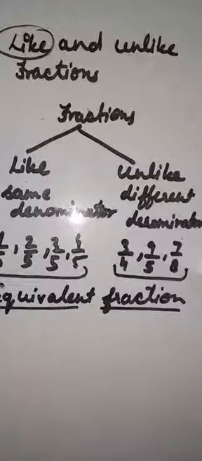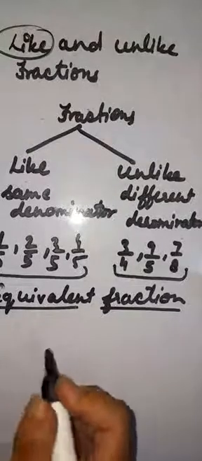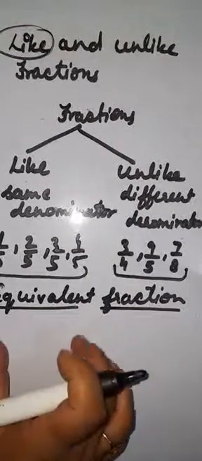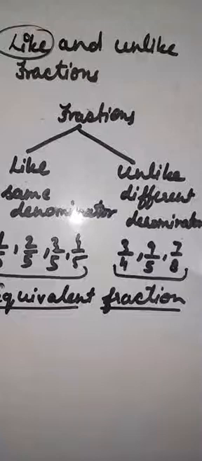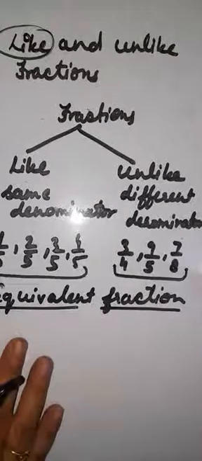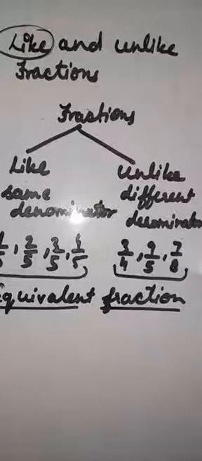And we can say that fractions which represent the same part of an object, though differing in numerals, are called equivalent fractions. Okay, it means fractions that show the same part of any object or region, right? They represent the same part, but the numerals are different, the denominator and the numerator are different. These are the equivalent fractions.